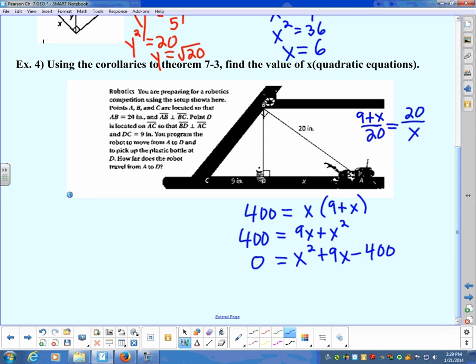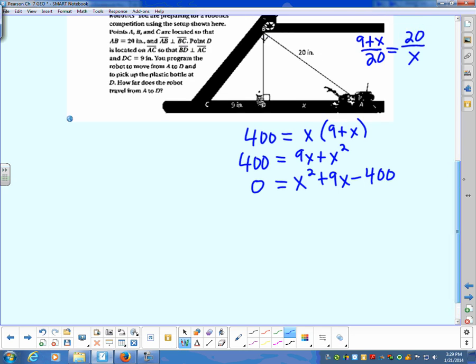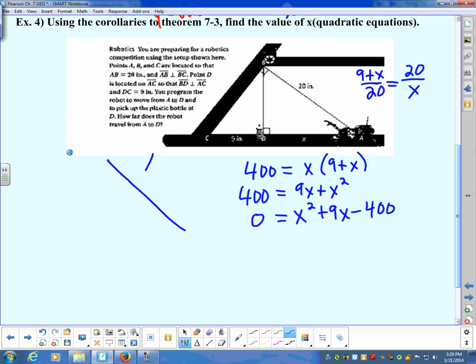So the question is, can this be factored? Are there factors of negative 400 that add to equal 9? Anybody think of them right off the top of their head? It doesn't work. Can it be factored? If it can't be factored, we would have to use the quadratic formula. Some might argue it's easier to go straight to the quadratic formula in this one. I think I would argue that.